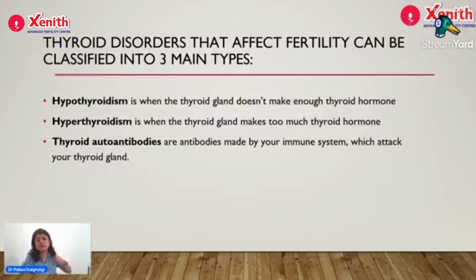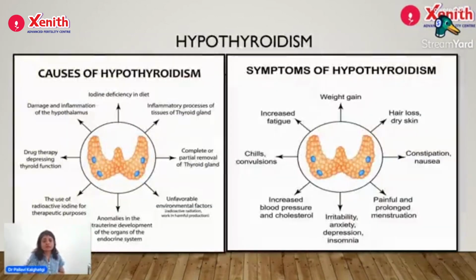Now, the three main types of disorders that can affect fertility are hypothyroidism, hyperthyroidism, and thyroid autoantibodies. I've already spoken about it before. So let's go on to hypothyroidism. First let's talk about the causes. What could go wrong in the thyroid gland which will lead to this kind of dysfunction?